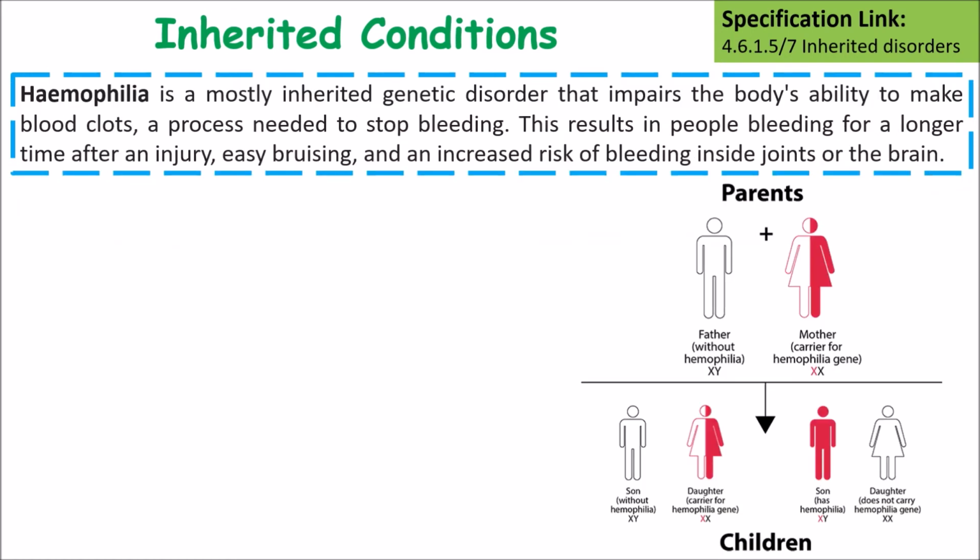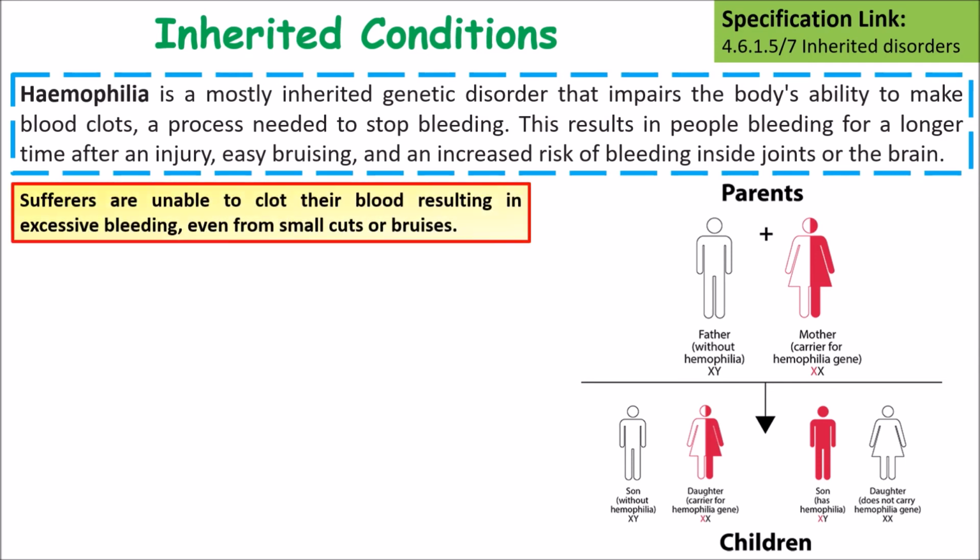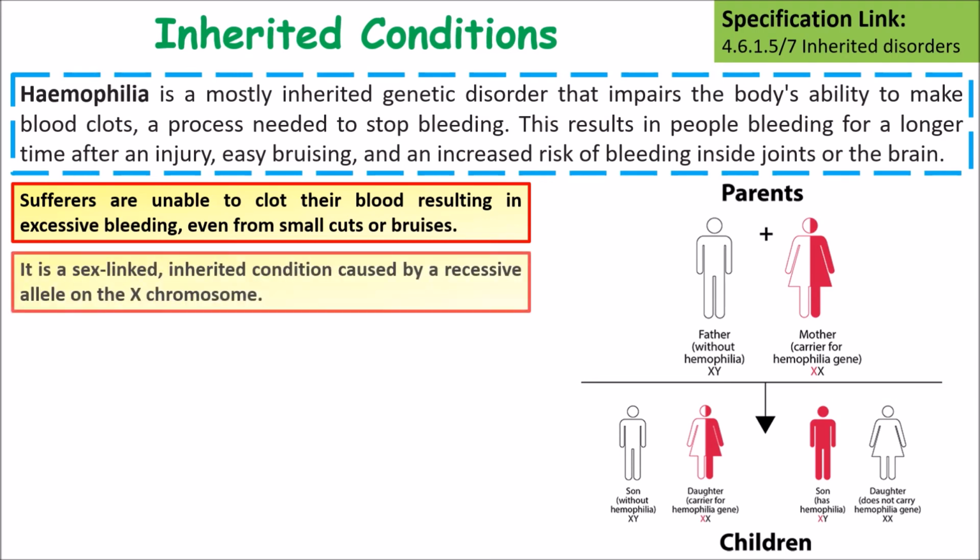Hemophilia is a mostly inherited genetic disorder that impairs the body's ability to make blood clots, a process needed to stop bleeding. This results in a person bleeding for a longer time after an injury, bruising easily, and having an increased risk of bleeding inside joints and the brain. Sufferers are unable to clot their blood, resulting in excessive bleeding even from small cuts.